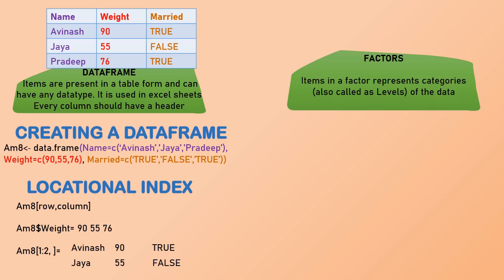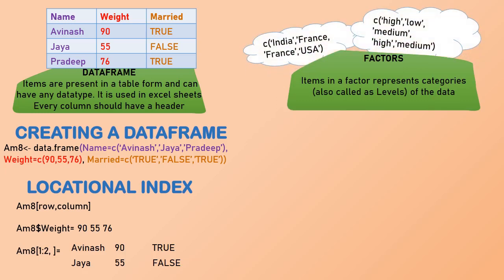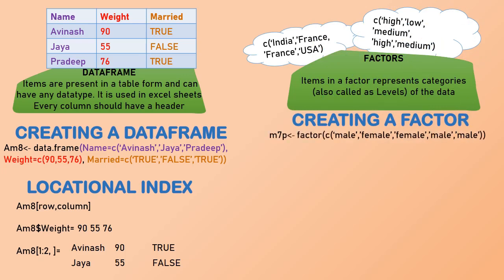The last data structure is factor. It consists of items that specify categories. For example, high and low, male and female, yes and no, etc. These categories are also referred to as levels. To create a factor, make the list of items in parentheses and add factor before it.